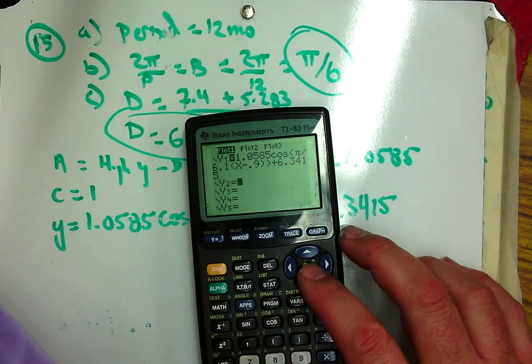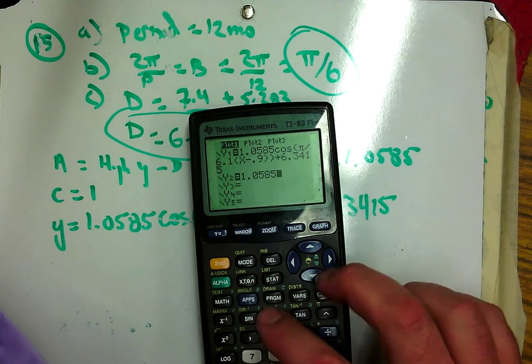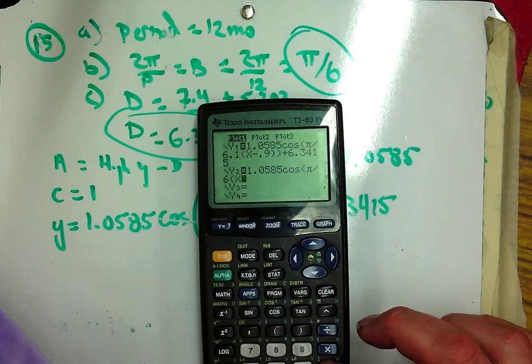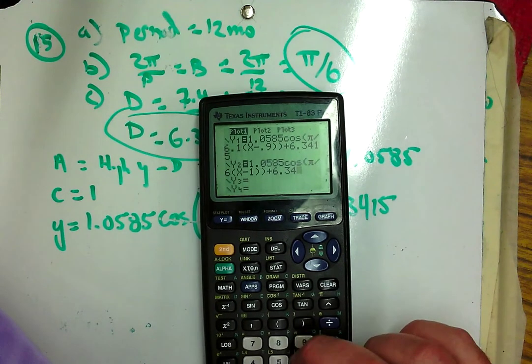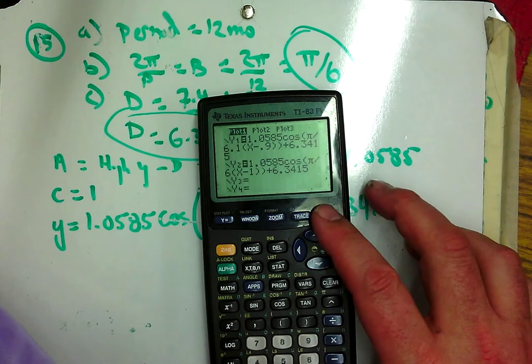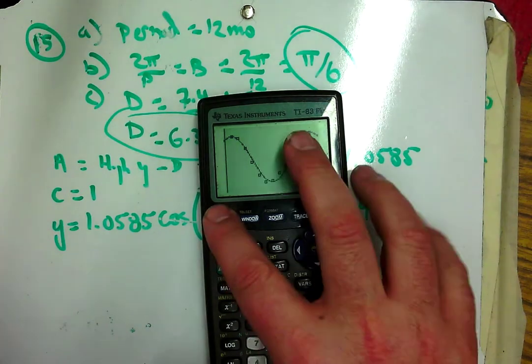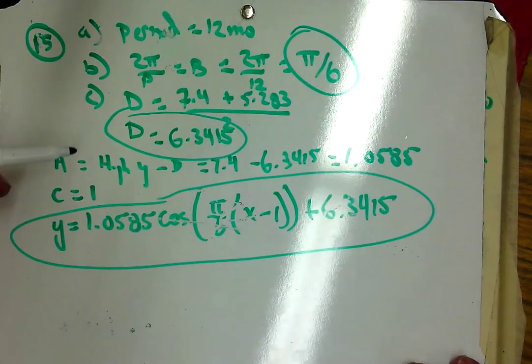Well, let's type the original in. 1.0585 cosine pi divided by 6 x minus 1 plus 6.3415. Okay, so there's our tweaked graph. Here's our original. Yeah, well, I don't see much difference between those two graphs. So I think I could just go with my original graph, this one, for my model.